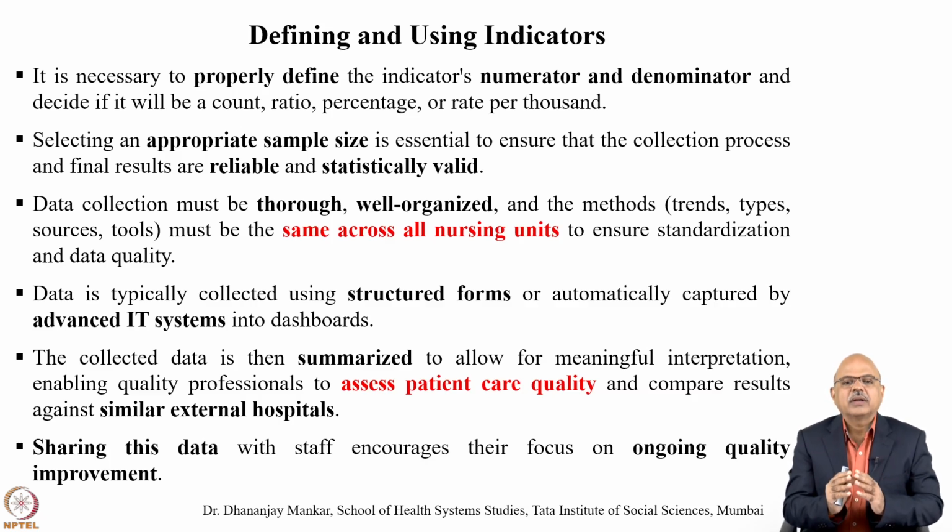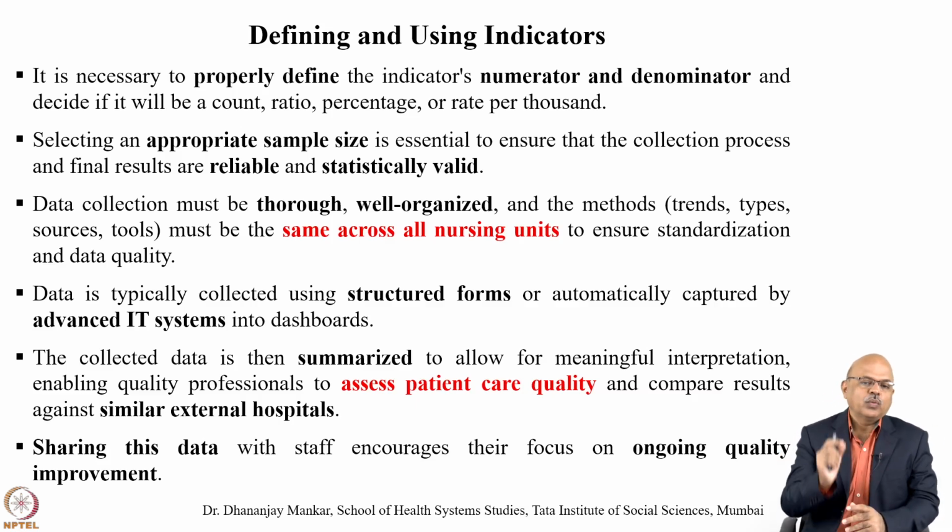So you may say there is a small level of statistical understanding that you need to work on, where your quality team can definitely help you understand the statistics. Selecting an appropriate sample size is essential to ensure that the collection process and the final results are reliable and statistically valid, which is very important. When an indicator is fully developed, you may say that it is statistically valid. It has more reliability.